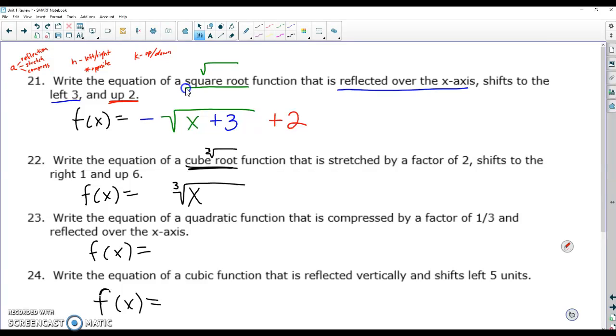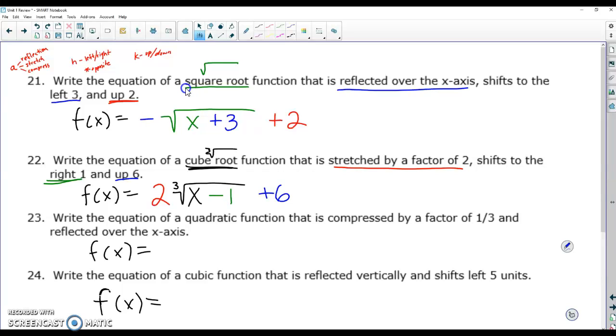So the first thing it says is that it is stretched by a factor of 2. So that means we have a 2 in the front. It also says that it shifts right 1. Left and right goes inside with x, but because it's to the right, we're actually going to stick in a negative 1. And then finally, we're going to go up 6. Up and down is at the end, so up would be positive 6.